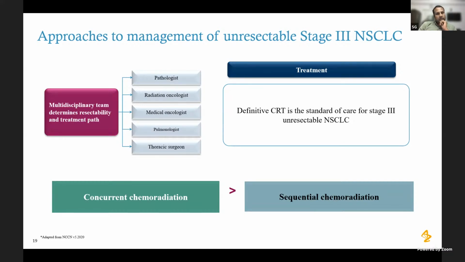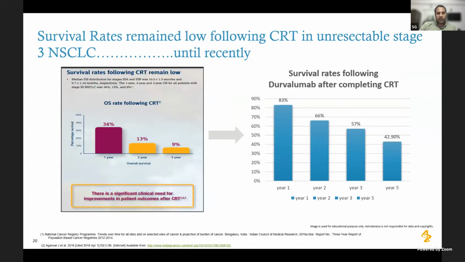Approach to management of unresectable stage 3 disease. As we discussed earlier, multidisciplinary teams are involved, and definitely CTRT is considered as a standard of care, especially for stage 3 disease overall, if it is unresectable. And we usually give concurrent chemoradiation, and there were various studies, especially meta-analyses, which have shown that concurrent chemoradiation is better than sequential chemoradiation with improvement in overall survival with respect to timing of radiation and chemotherapy.